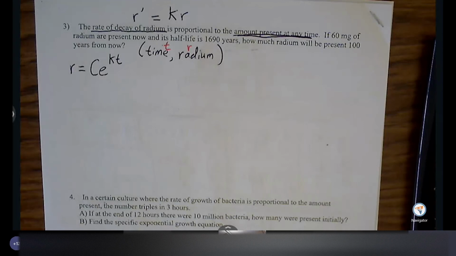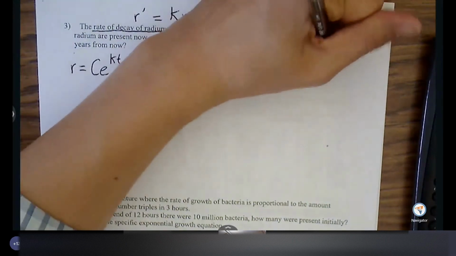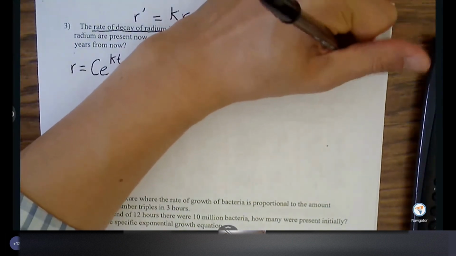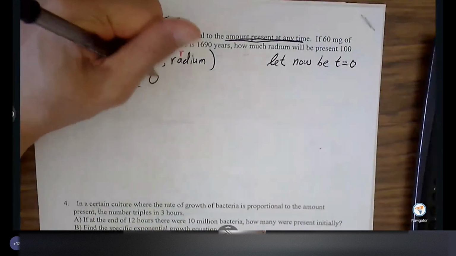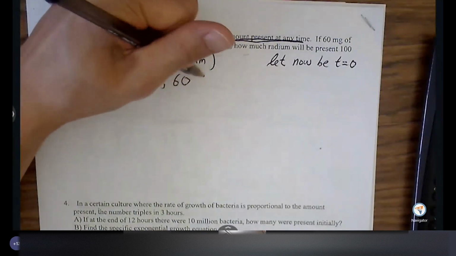All right, what's the earliest time value that is presented? 0. Okay, but in reference to the problem, 1690, or so time is now, right? Okay, so it's now being the earliest, and then we're looking into the future. So we'll let now be t equals 0. So right now, there are 60 milligrams of radium.